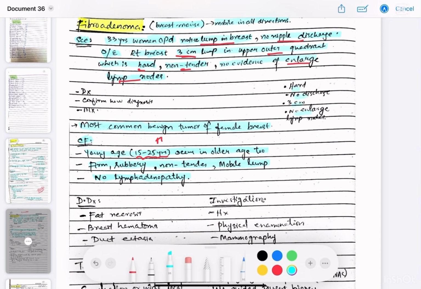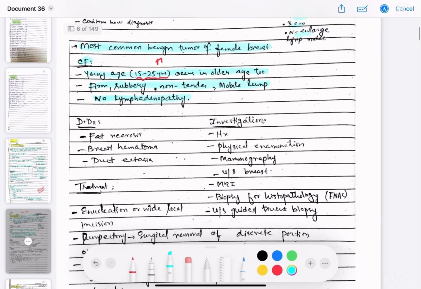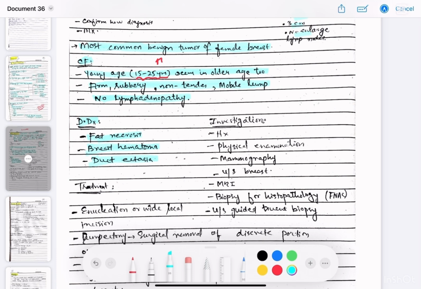Now what are the differential diagnoses of fibroadenoma? These are fat necrosis, breast hematoma, and duct ectasia. These are the types of tumors or breast disorders which are similar to fibroadenoma. Okay, three differential diagnoses you should remember for fibroadenoma: fat necrosis, duct ectasia, and breast hematoma.